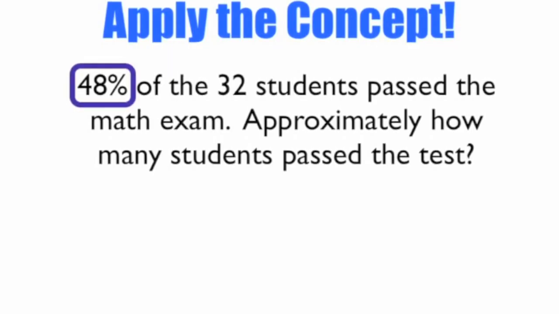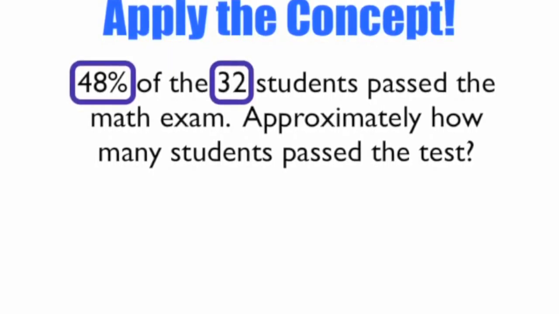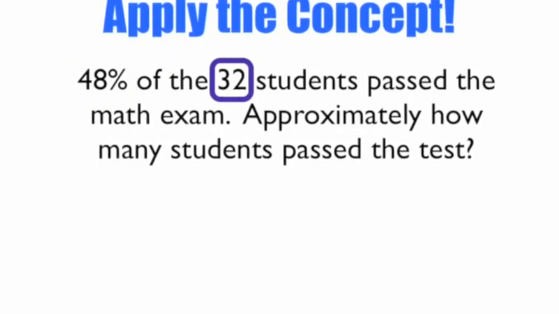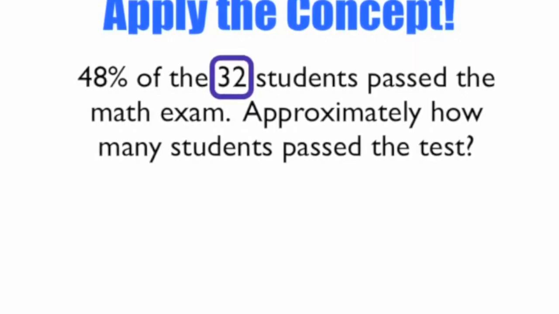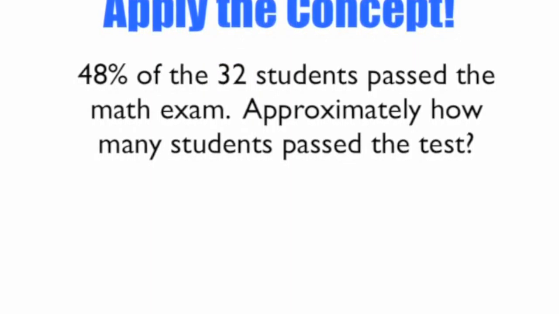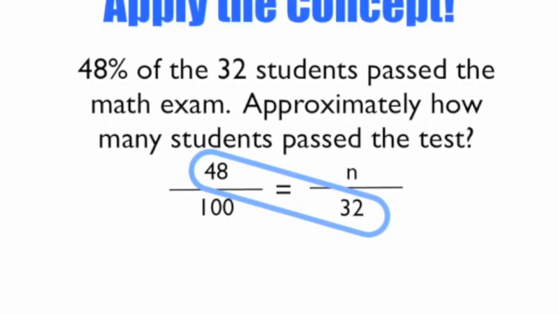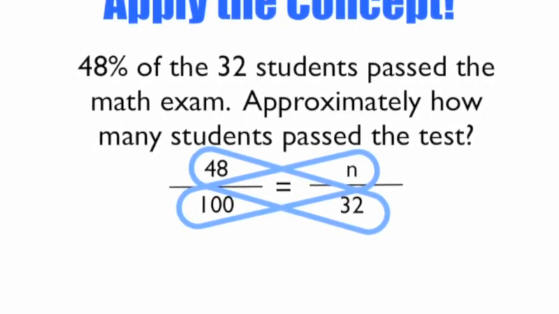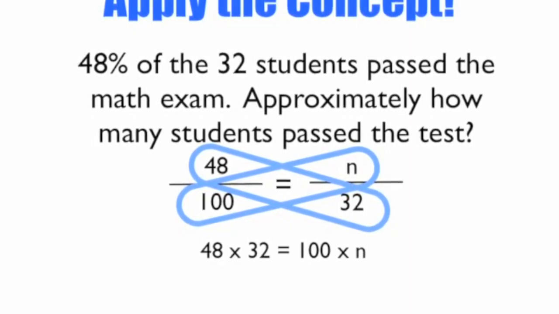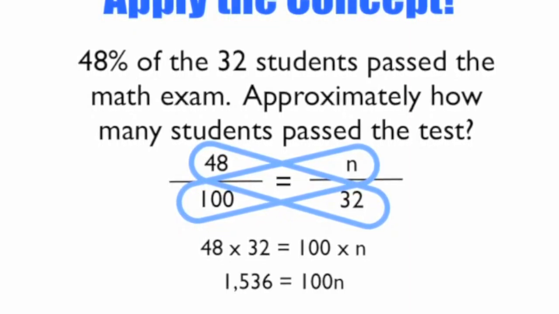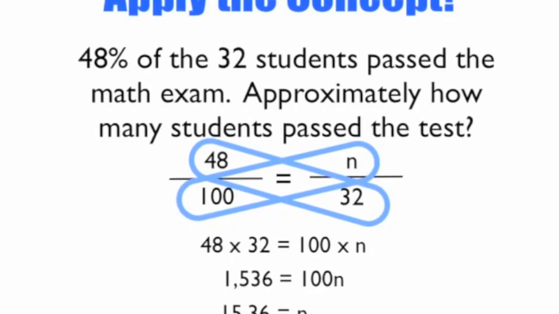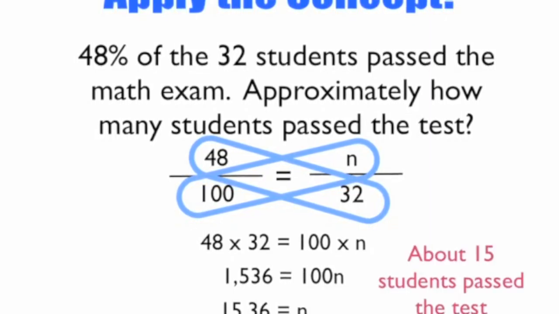48 is the percent and 32 is the base. Plug these numbers into the proportion to give you 48 over 100 equals n, which is the amount, over the base, which is 32. Cross multiply to give you 48 times 32 equals 100 times n. Multiply 48 by 32 to give you 1,536 equals 100n. Divide by 100 to give you an answer of 15.36.